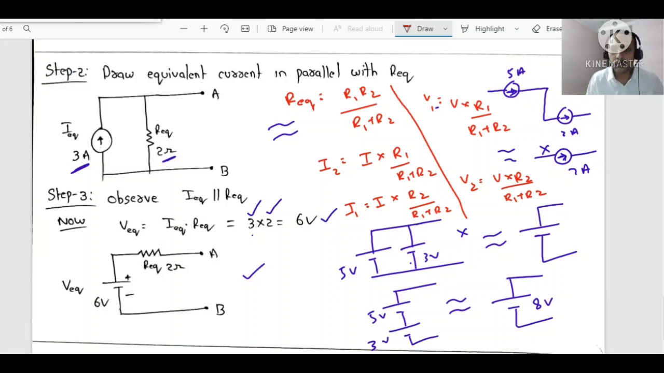So these are all the important basics which make you solve the problems, right? Voltage division rule, current division rule, resistors in series and parallel, and voltage sources in series and parallel. Okay, thank you.